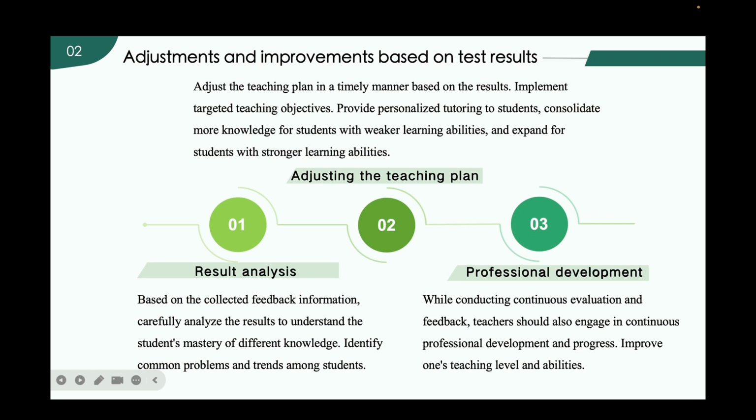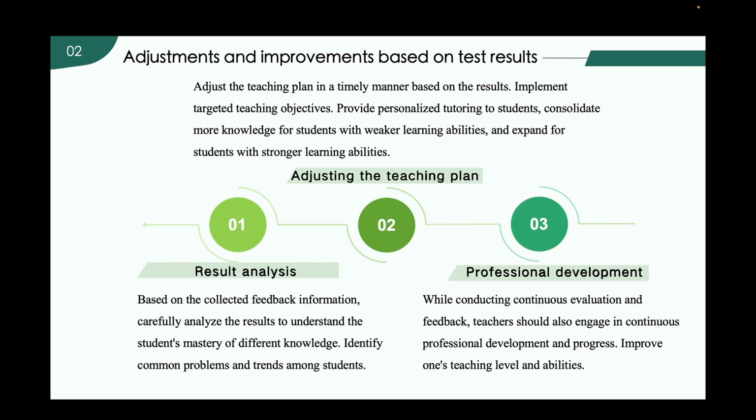The following are some strategies for adjusting and improving based on the results. Adjusting and improving teaching based on test results is a crucial aspect of educational work. The first type is result analysis. After receiving the students' grades and feedback information, the teacher needs to analyze it to understand the performance of students in each knowledge point and skill. Then, identify the common problems among students and the errors that need improvement.